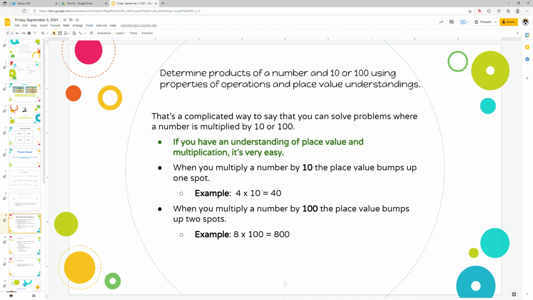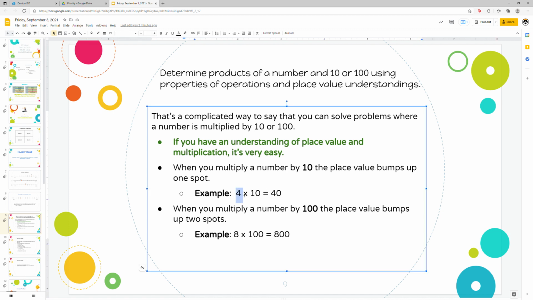When you multiply a number by 10, the place value bumps up one spot. For example, if I take the number 4 and multiply it by 10, it becomes 40. When I multiply a number by 100, the place value bumps up 2 spots, right? Here's an example. 8 times 100 is equal to 800. The only trick that you need to remember here, honestly, is adding those zeros, right? Going from 4 to 40, the only change is I've added a 0 in the ones place and bumped that 4 up to the tens place because I'm multiplying by 10. It's got 1 0. So I'm just adding a 0 to my answer.